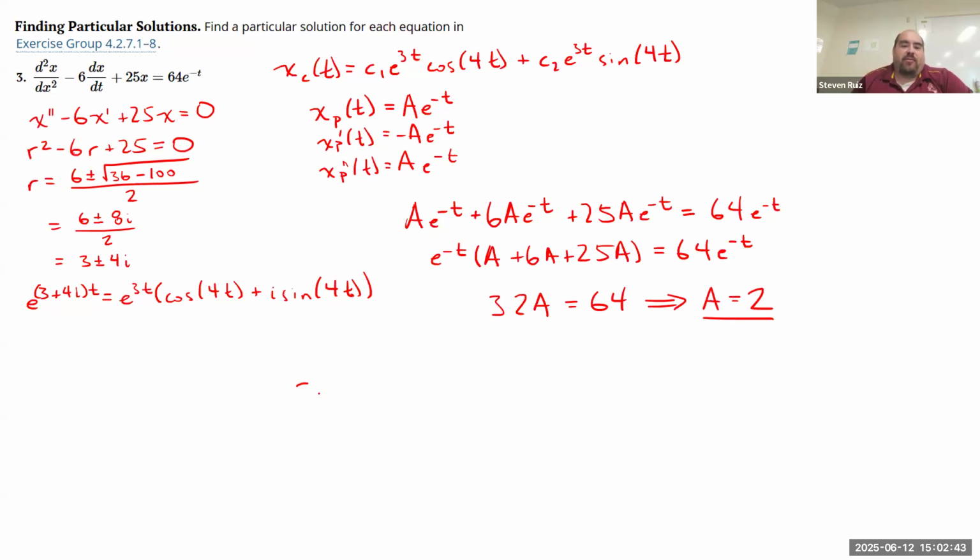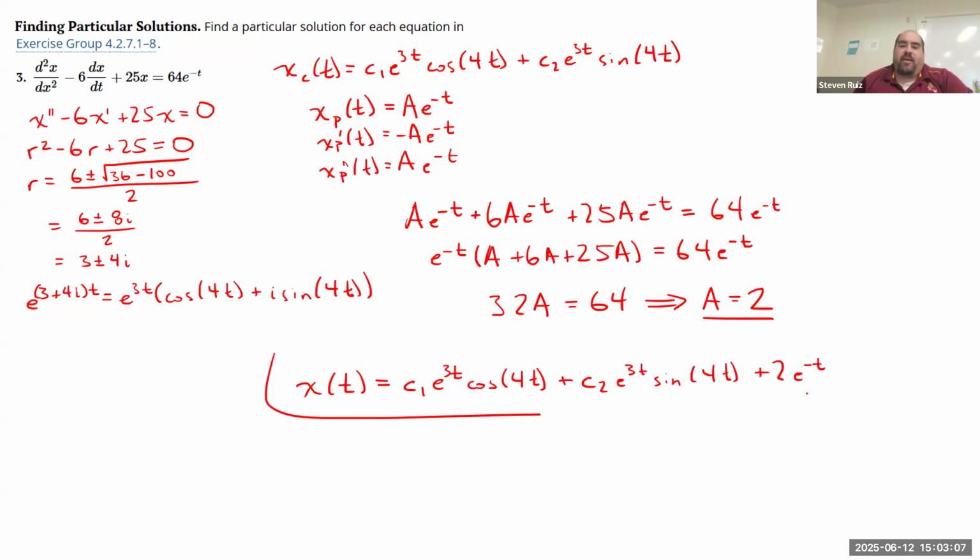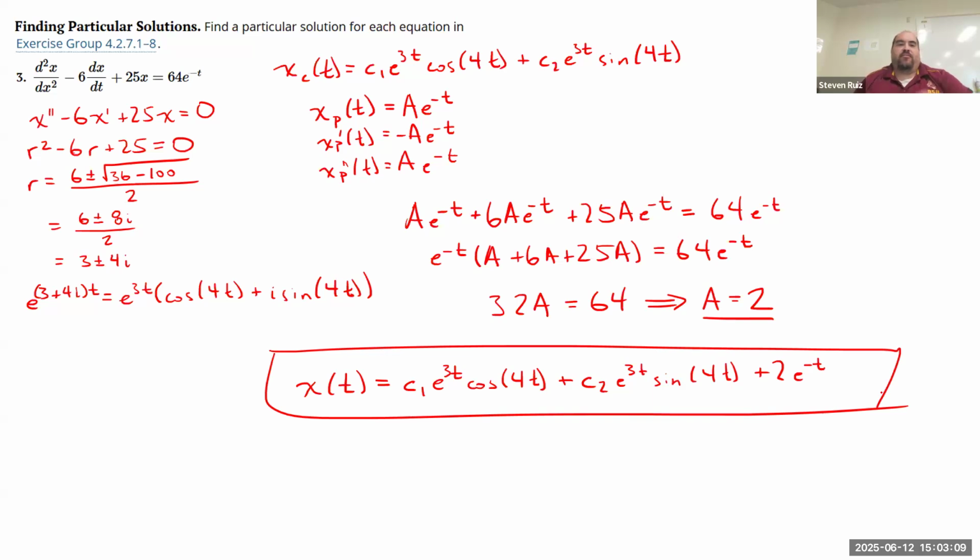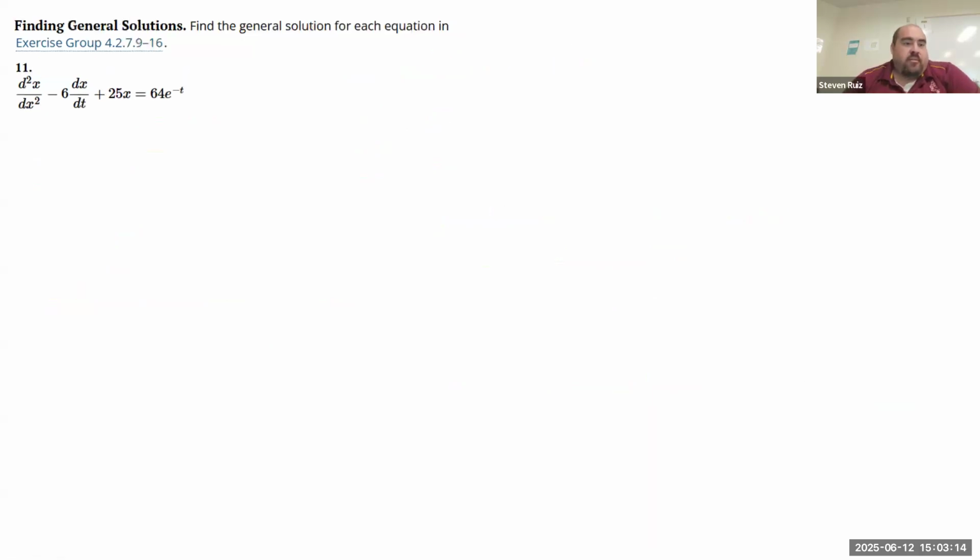So now I can write down, at least as far as I can, what my solution to this equation is. C1 e to the 3t cosine 4t plus C2 e to the 3t sine 4t plus 2e to the negative t. So that is the full solution, including the particular solution to this equation.